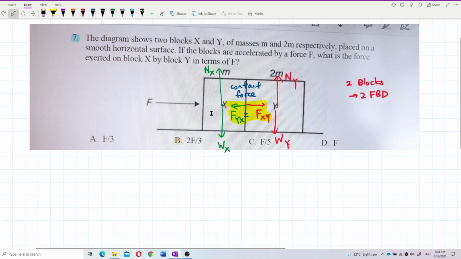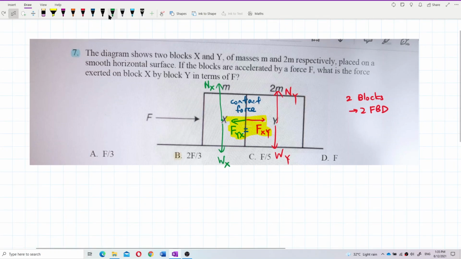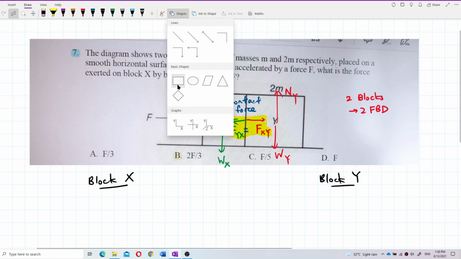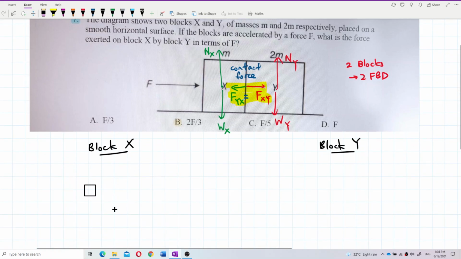Okay, so let's draw one by one. We have two blocks, so we need to draw two free body diagrams. Let's draw first block X, and then block Y, systematically. For the free body diagram, we only draw a point mass. No need to draw the block. Understand? Only draw the point mass.